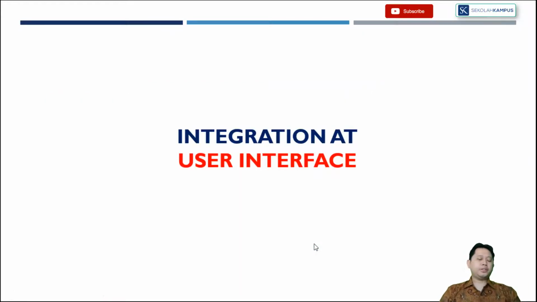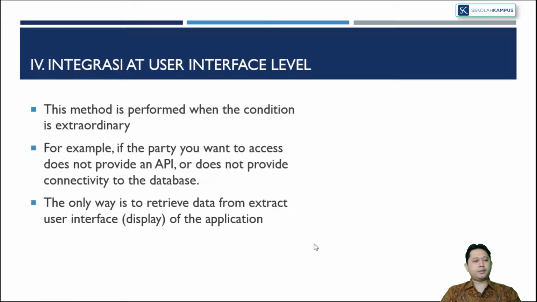Okay, right now we want to continue with integration at the user interface level. This method is performed when the condition is extraordinary. I say extraordinary because the other parties don't want to provide an API, or maybe they also don't want to provide connectivity to the database. It means that integration at the database level cannot be done, at the application level also cannot be done, and even integration at the method level cannot be done.